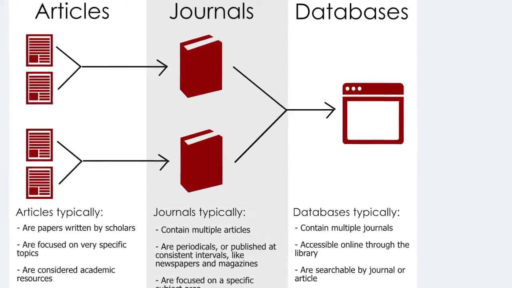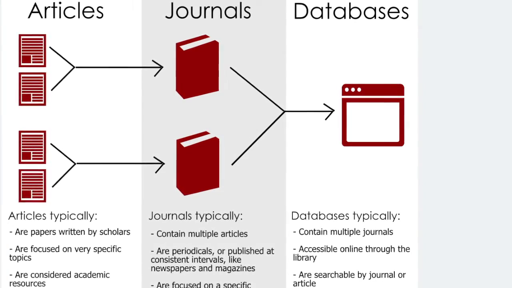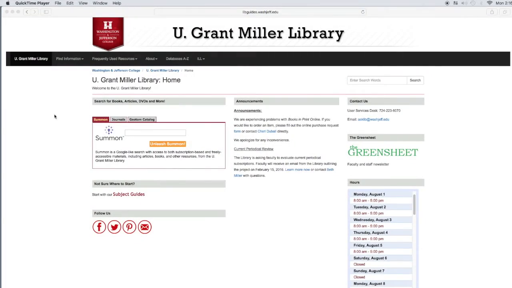Now that you know the types of resources available, let's talk about the different ways you can search for them. On the library homepage, Summon is the default search selection. Think of Summon as Google for the library's resources. Those resources include the library's databases and physical holdings like books and journals. A Summon search can find a lot of results, so watch our video on smart searching for more tips or come and talk to a librarian.